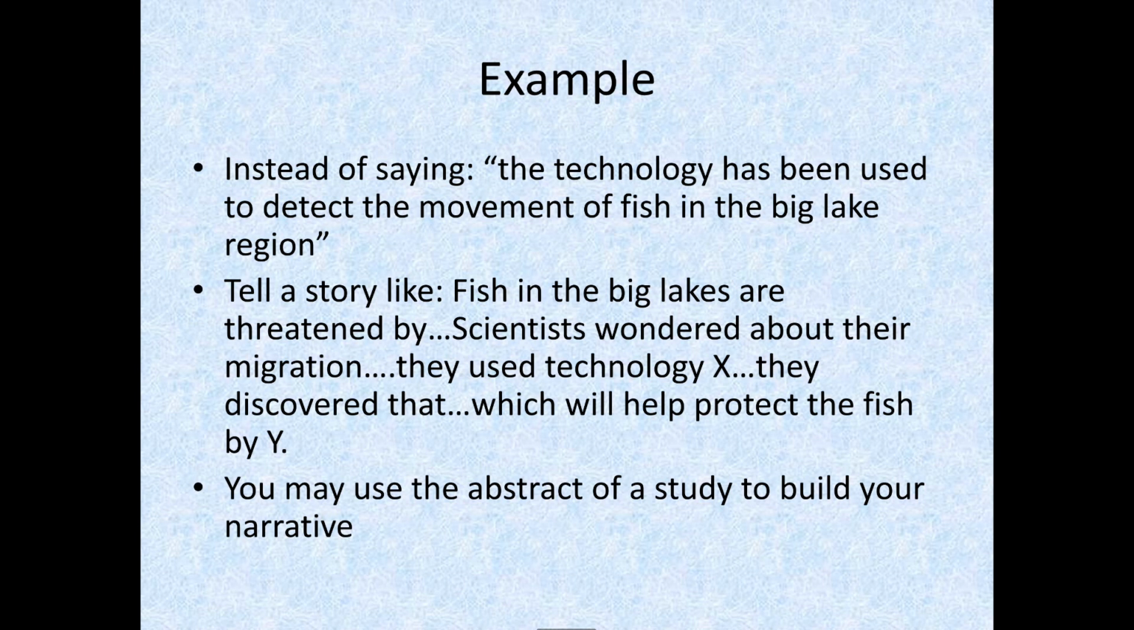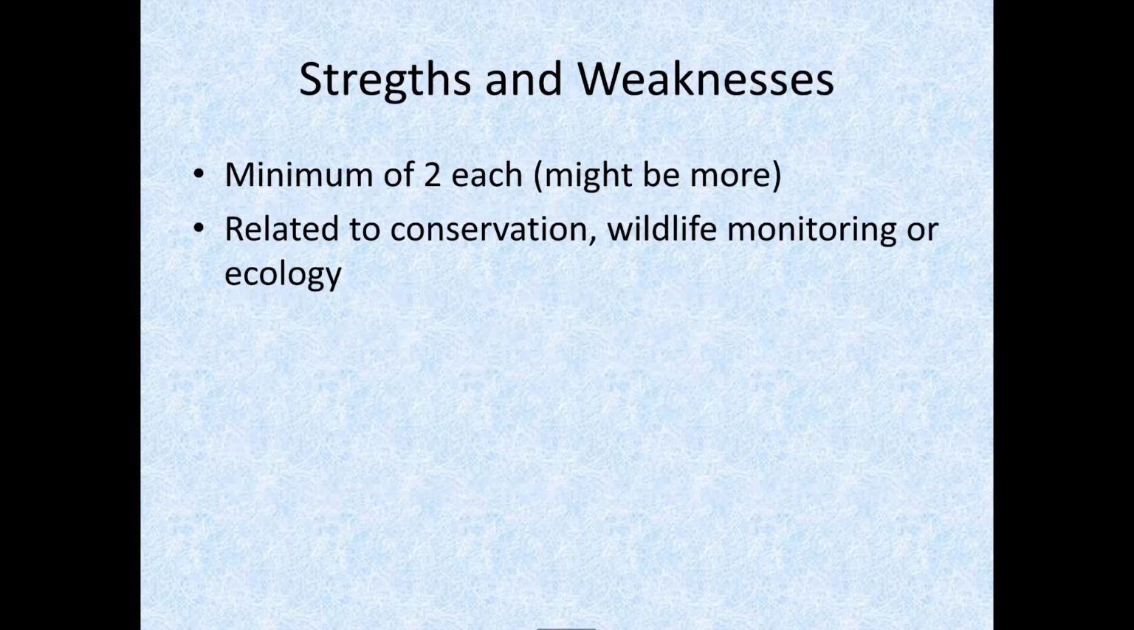scientists were wondering about this issue for whatever reason, for X, Y, and Z reasons. Then they used the technology, they found this particular research, and they concluded that this was happening. And so this is all information that you can easily find in the abstract of your paper if you are working from a published study, and that could make it easier for you to build that kind of narrative.